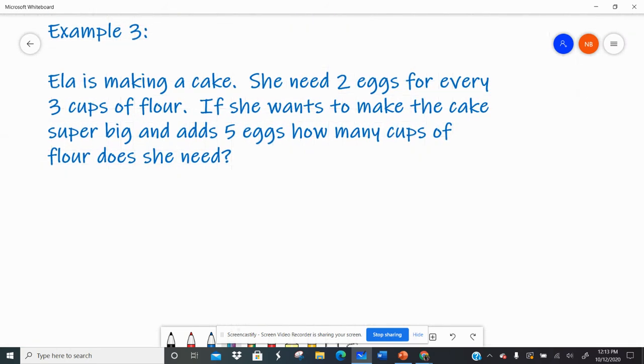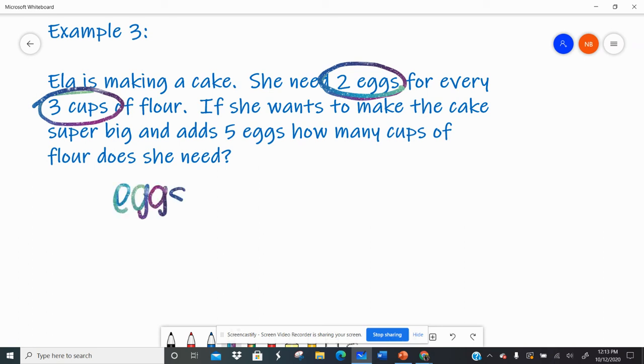Let's see. This one says Ella is making a cake. She needs 2 eggs for every 3 cups of flour. That seems important. 2 eggs for 3 cups of flour. If she wants to make the cake super big and adds 5 eggs, how many cups of flour does she need? So let's make ourselves a little key.